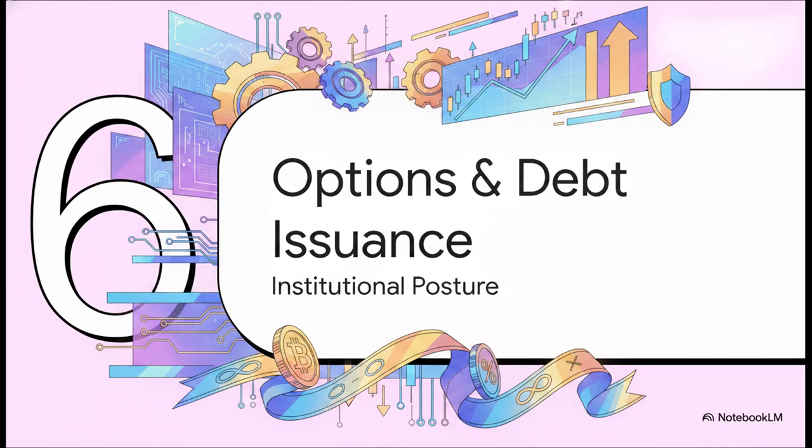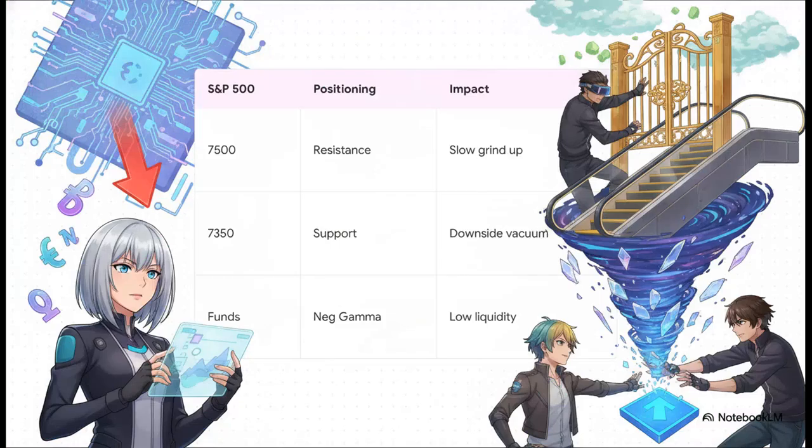Institutional positioning is highly technical right now, reflecting a very defensive posture. S&P 500 options data reveals that system funds are currently in negative gamma, which essentially means reduced liquidity provision. As a result, the index faces a slow, restricted grind upwards from the 7,500 resistance zone. Conversely, there is a downside vacuum, meaning volatility could be elevated until it stabilizes near the 7,350 support level.